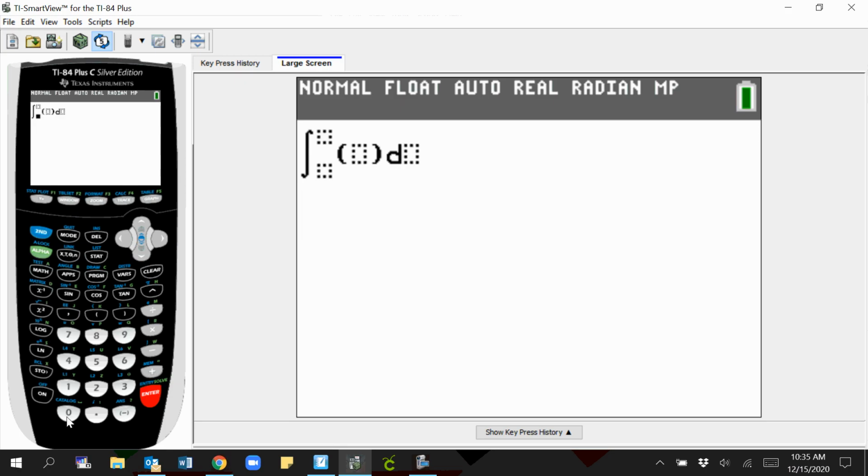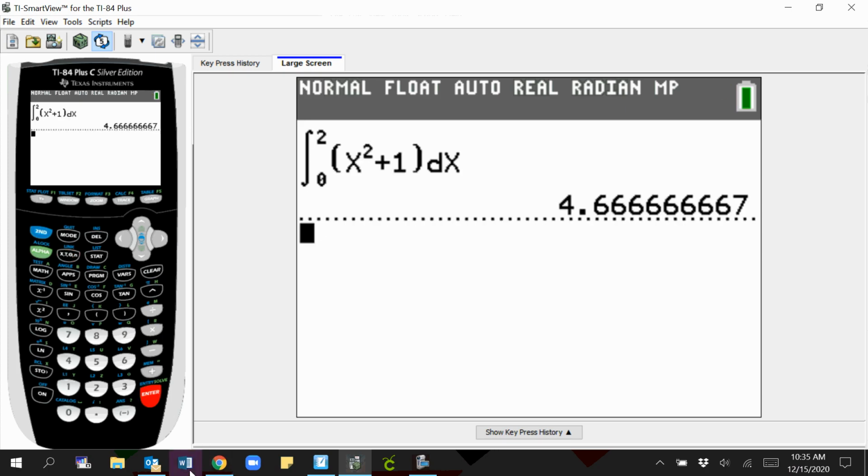We are going from 0 to 2, that's our interval. And the function that we were looking at was x squared plus 1. And then we need to put a dx out here because the variable that we're using is an x, so we need to put that out there so that our calculator knows that we're talking about x being the variable. And then if you just hit enter, it pops out your answer for you.